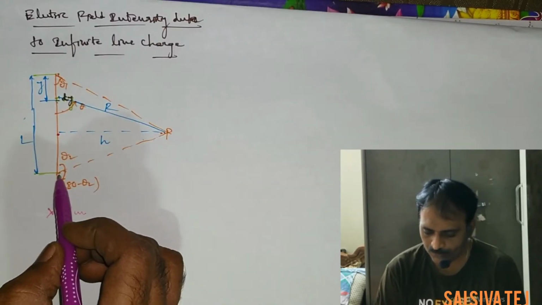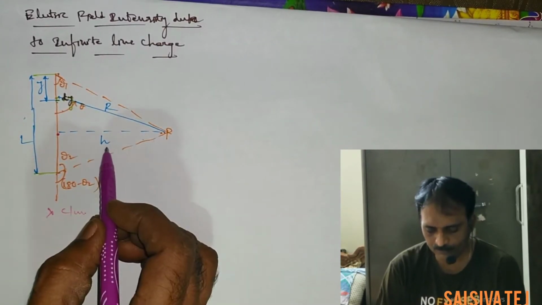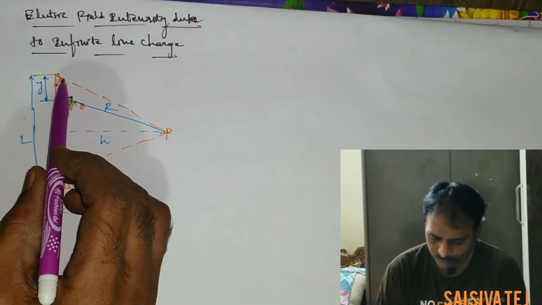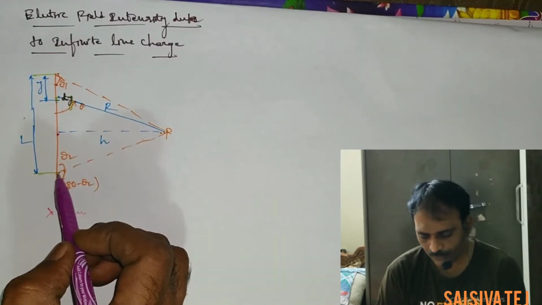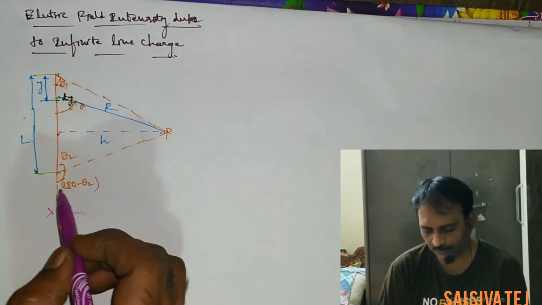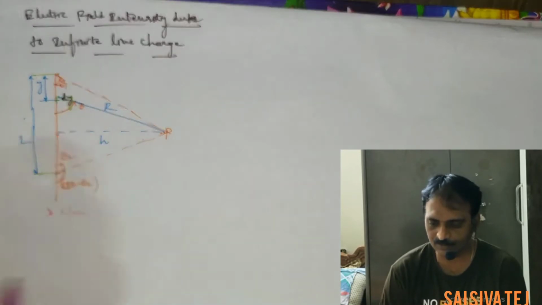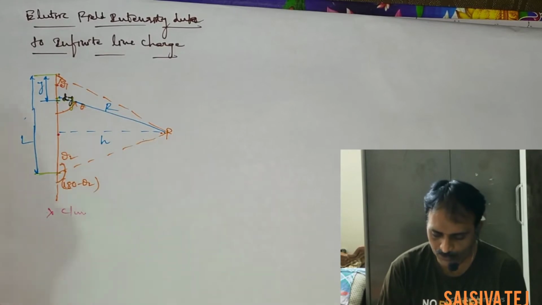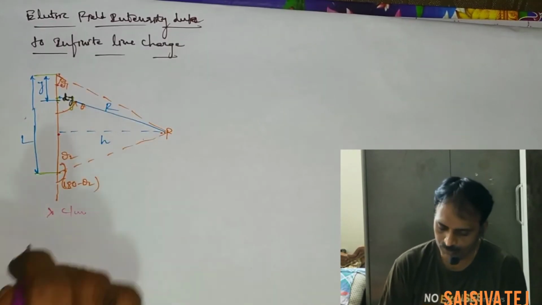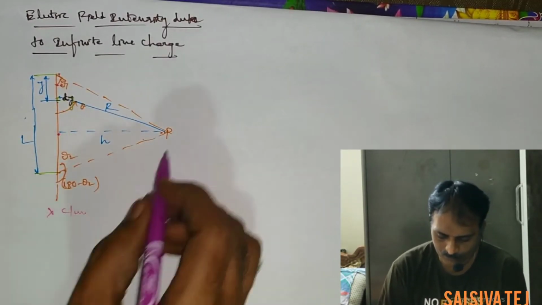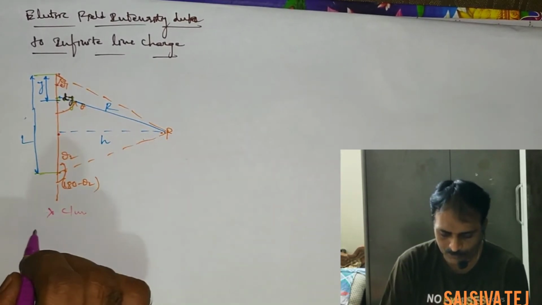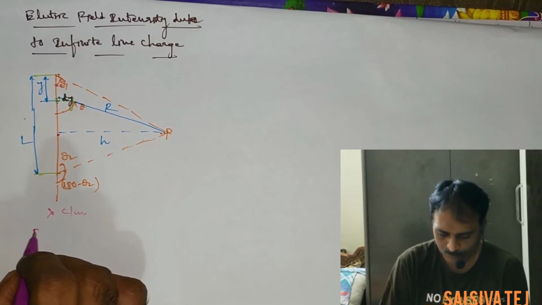The height of this point P from this line charge is considered as h, and if you observe the angles at the two ends of this line charge, this one is considered as theta 1 and this one is considered as theta 2. Obviously this would be 180 minus theta 2. As per the definition of electric field intensity at this particular point, I am going to write down the equation.